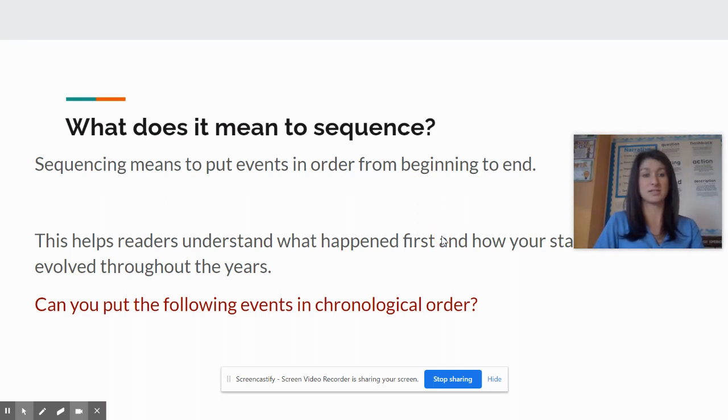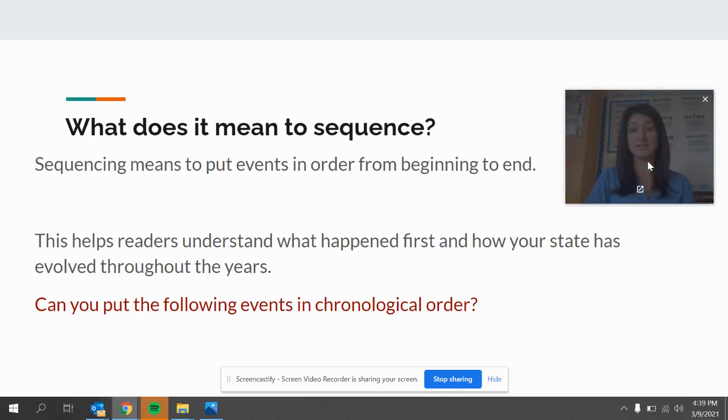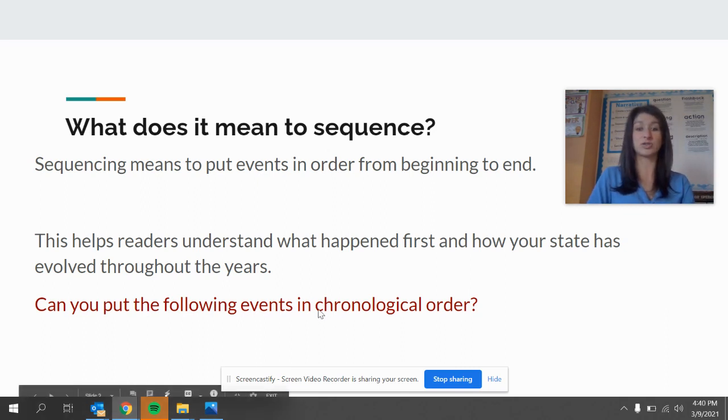Well, what does it mean to sequence? Sequence means to put the events in order from beginning to end. This is important because it helps readers understand what happened first and how your state has evolved throughout the years. So you might hear another word called chronological. That's just a synonym, meaning the same as sequence.